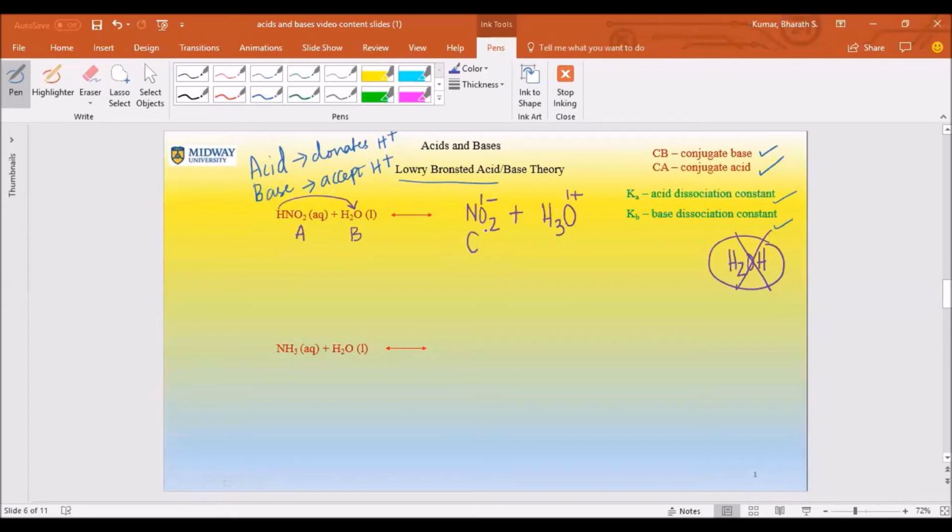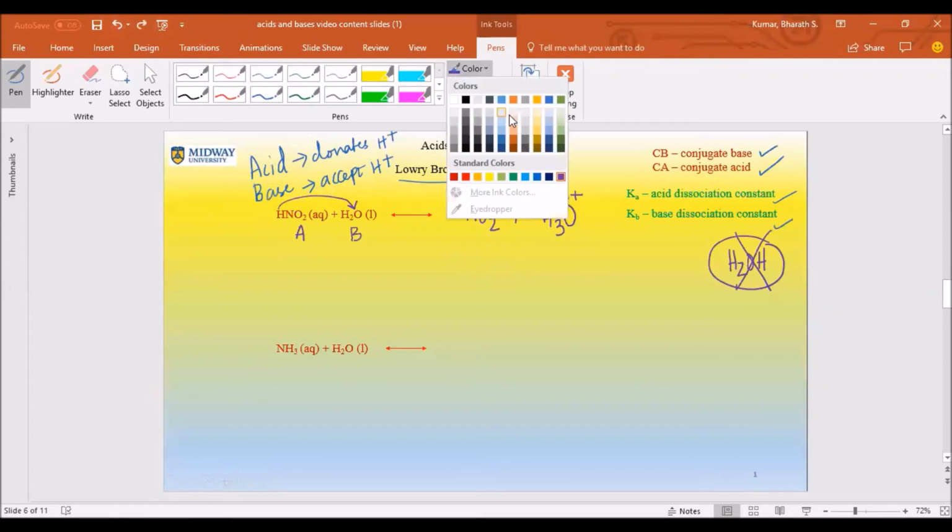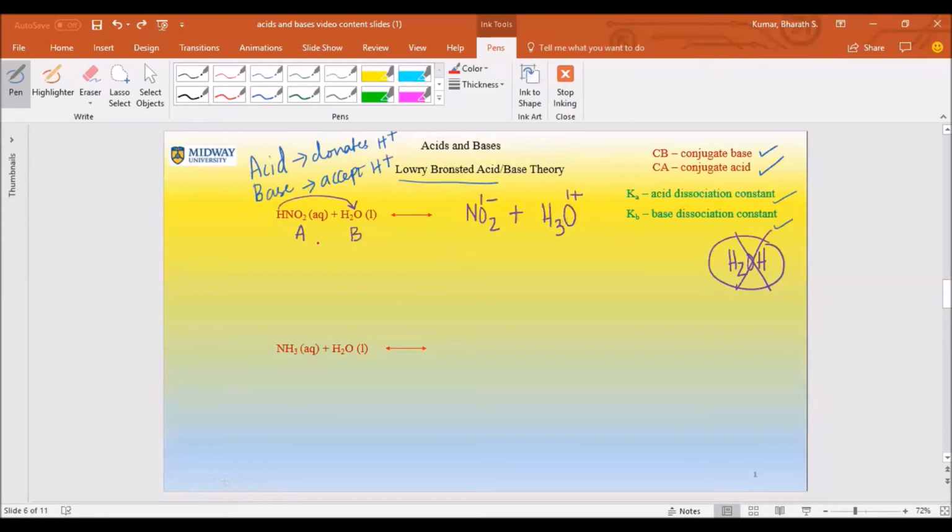I'm going to write this actually in a different color. You do not have to memorize any of this, because that beats the whole purpose of it. Whatever is the acid, which is the NO2 component, has to be a conjugate base, because now this can accept a proton. That's what it really means. Whatever is the base is now a conjugate acid.